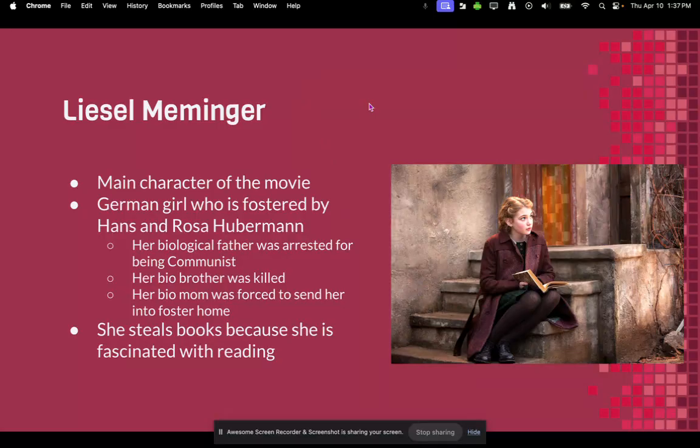So Liesel is the main character of the movie. She is a German girl who is fostered by Hans and Rosa Huberman. Her biological father was arrested for being communist, her biological brother was killed, and her biological mom was forced to send her into a foster home in order to protect her from Nazi persecution. She steals books because she's fascinated with reading.